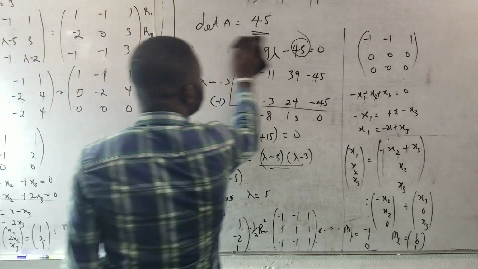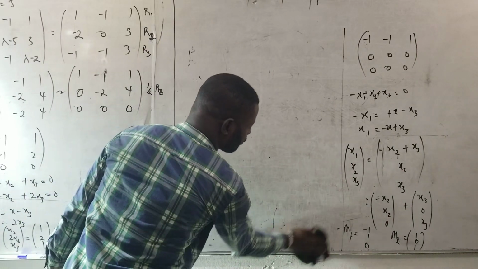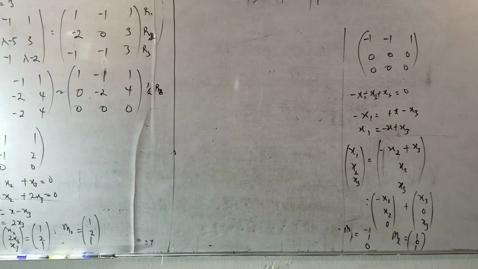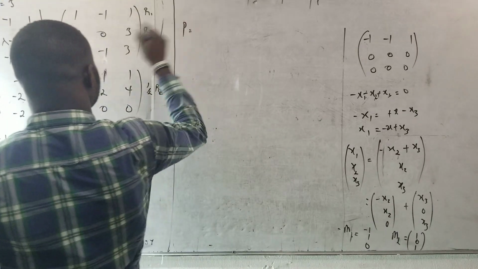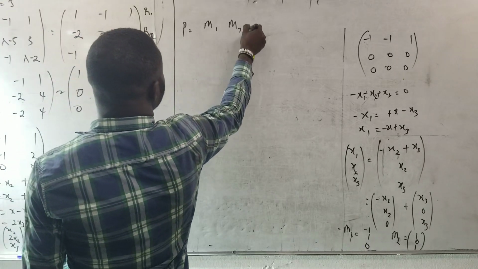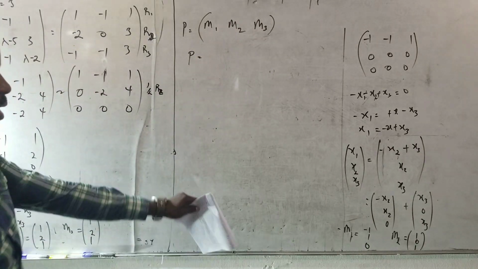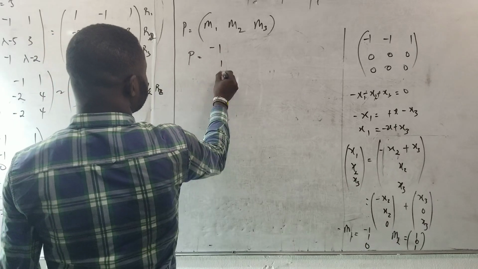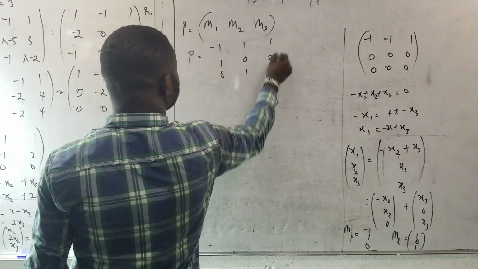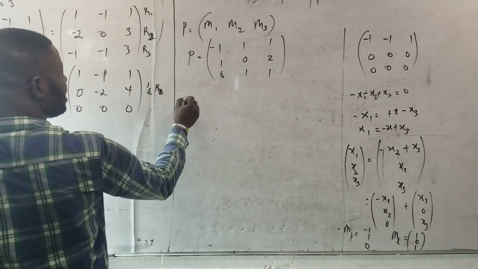What will be my P? My P will be equals to M1, M2, and M3. Which is, P will be equals to, what is my M1? I have minus 1, 1, 0, 1, 0, 1, and 1, 2, 1. That is my P. Now, I want to find my P inverse.